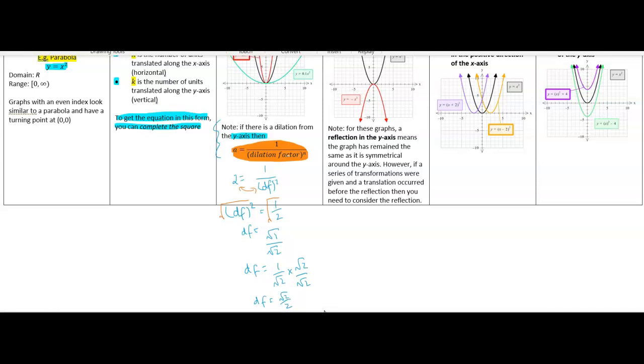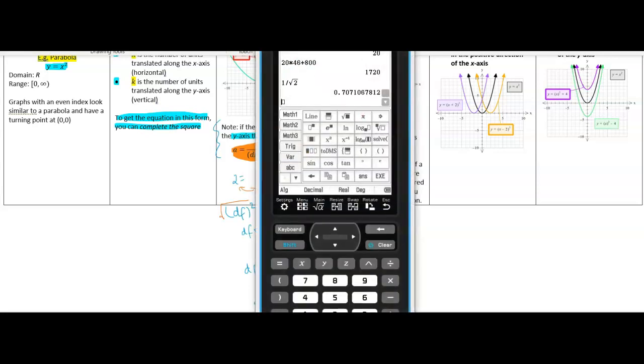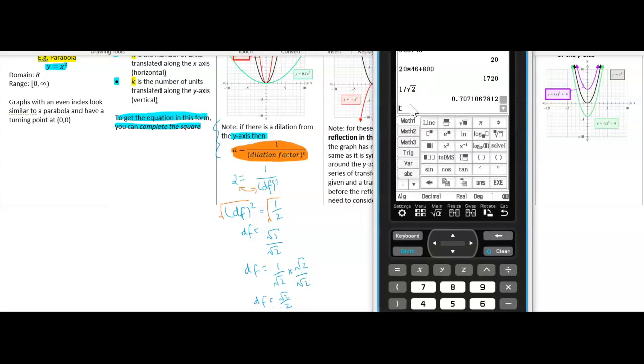Now, if you remember your exact values from trigonometry, you would have seen that before and realized that it was 0.707, blah, blah, blah. The blah, blah, blah being the decimal places. So on your calculator, you can see I've already done it before. So 1 over square root of 2 is 0.707. If you wanted to do it the other way around, so the square root of 2 on 2, same thing.